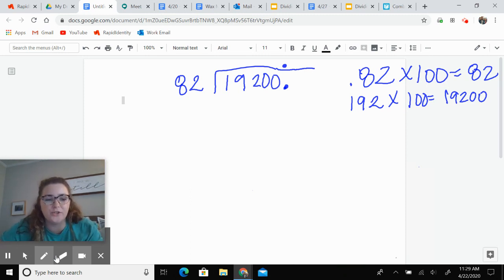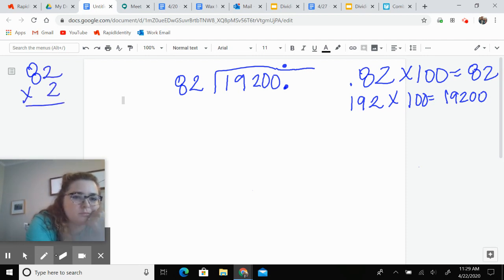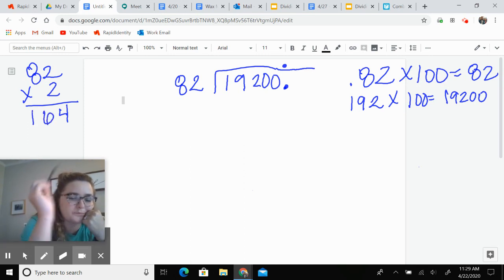192 is kind of close to 200. I know 100 times 2 is going to get me 200. So what if I try 82 times 2? Okay, 2 times 2 is 4. 2 times 8 is 16.